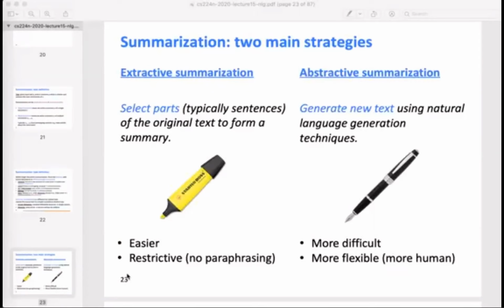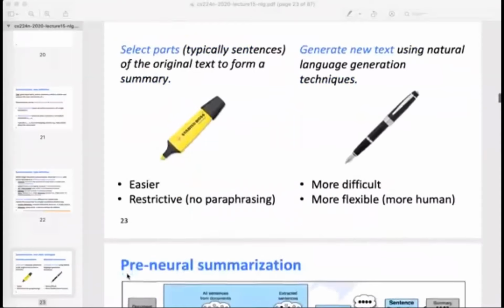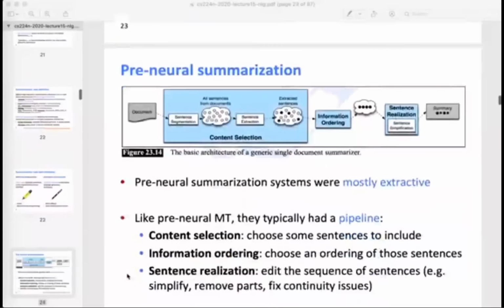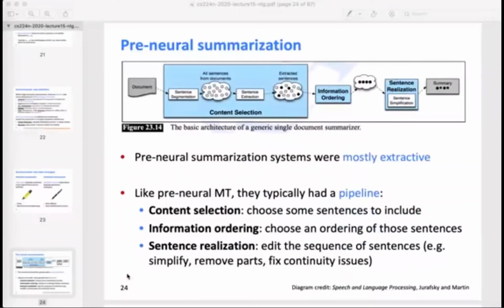Let's first take a look at extractive summarization's pre-neural net phase. The pre-neural net summarization systems were mostly extractive. Like pre-neural machine translation, they typically had a pipeline. The first phase is content selection, which means you choose some sentences to include from the original text. The second phase is information ordering. You basically choose an ordering of the sentences that you decided to include in the first phase, and then you feed it to the third stage, which is sentence realization.